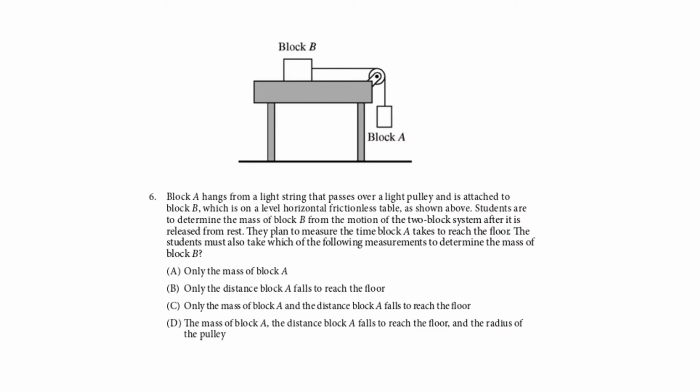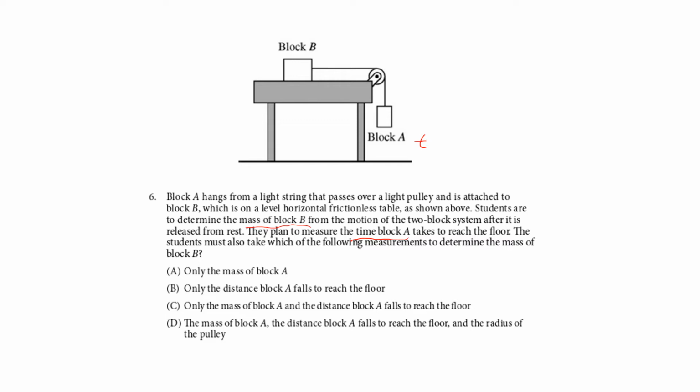All right, blocks A and B hang from a light string that passes over a pulley and is attached to block B on a horizontal frictionless table shown above. Students determine the mass of block B. That's what we're looking for from the motion of the two-block system after it's released from rest. They plan to measure the time that block A takes to reach the floor, right? So they're going to figure out the time there. The students must also take which of the following measurements to determine the mass of block B.